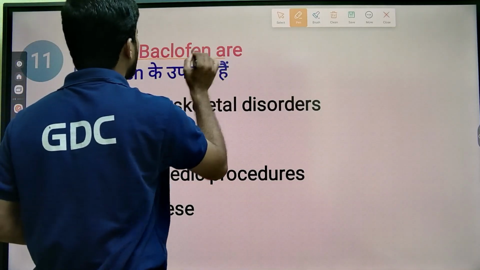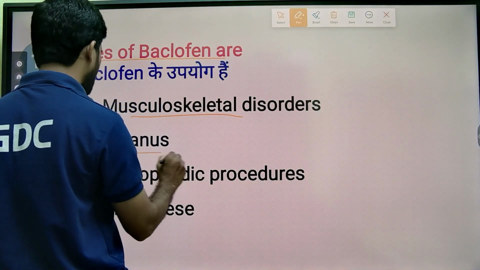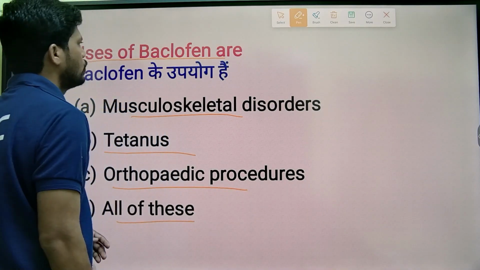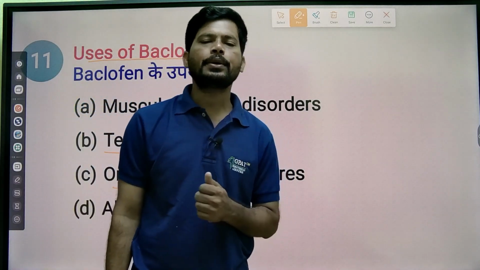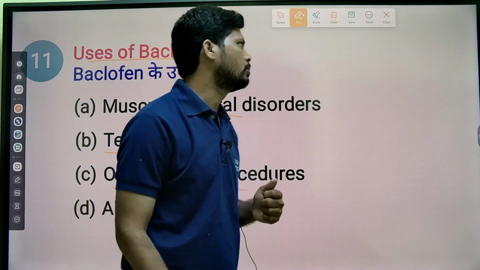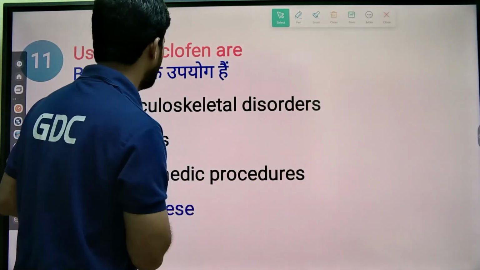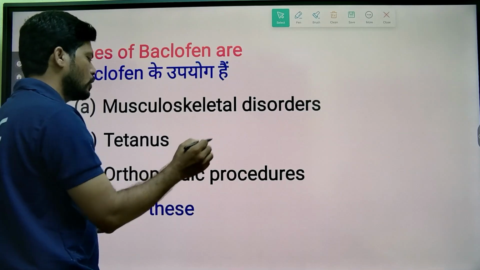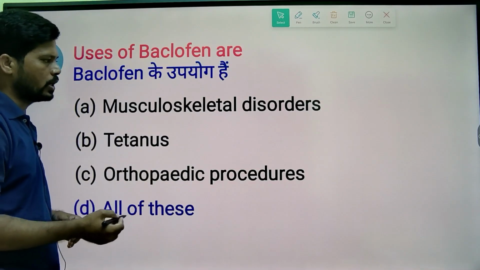Uses of baclofen are musculoskeletal disorder, tetanus, orthopedic procedures, all of this. So baclofen is one of the drugs related to the central nervous system. So the answer of this MCQ is all of them. Baclofen is used for musculoskeletal disorders, tetanus, orthopedic procedures. Okay.